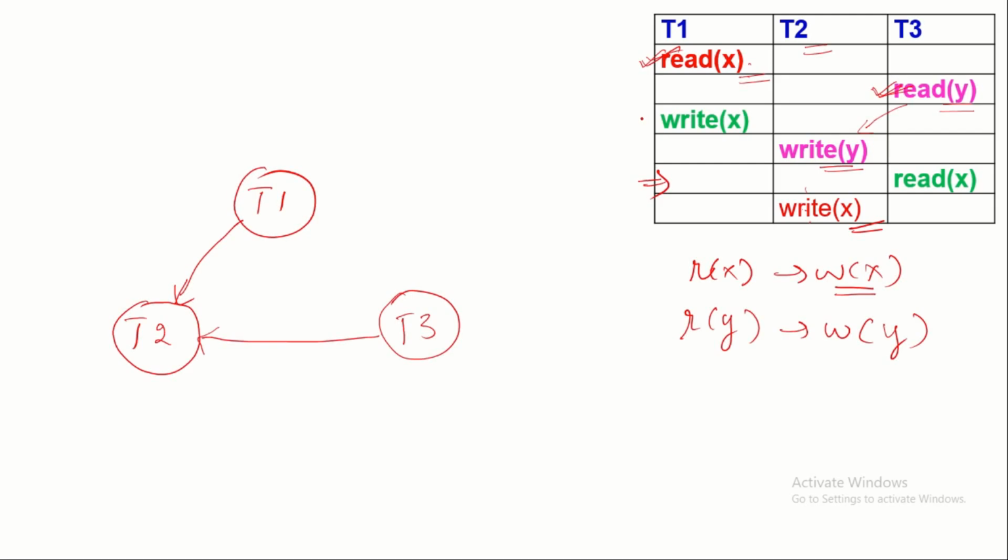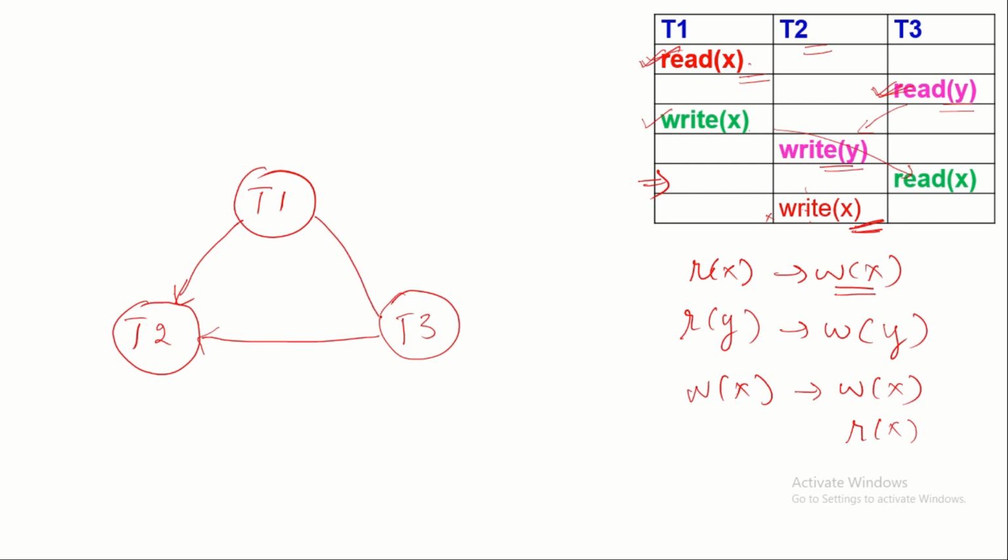The next operation is here, write on X by T1. So write on X can be in conflict with write on X or read on X, right? So let us check whether either of the transactions T2 or T3 is doing the conflict operation. Yes, T2 is doing. So we have already drawn an edge from T1 to T2. So let us omit it. There is no need to draw one more time. There is no meaning at all. So according to this conflict operation done by T3, we have to draw an edge from T1 to T3, right?